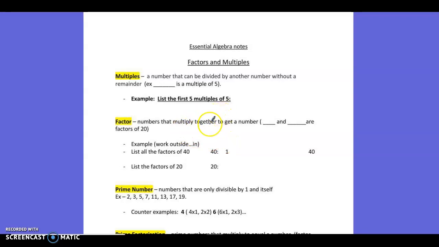So for example, a multiple of 5 could be 20, because 5 can go into 20 4 times. So that's kind of what your definition of a multiple is.